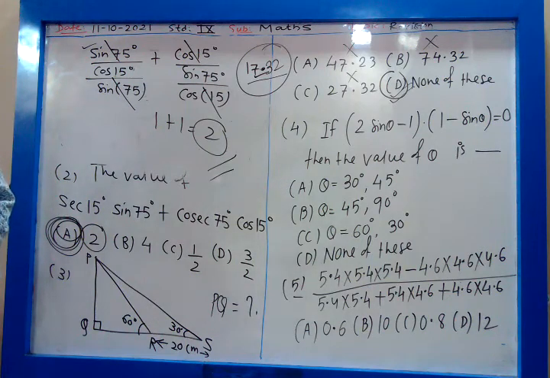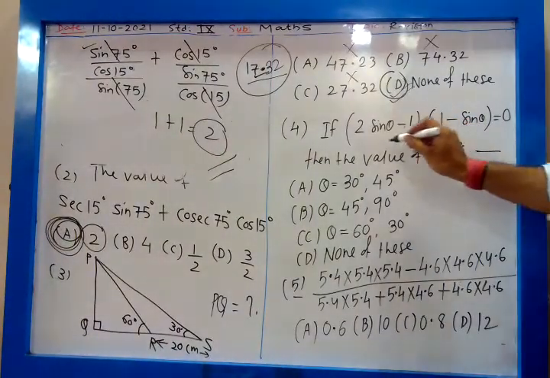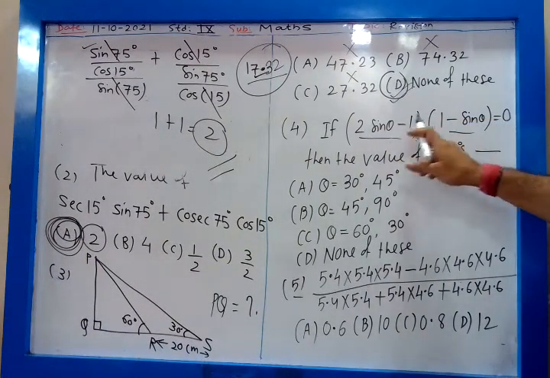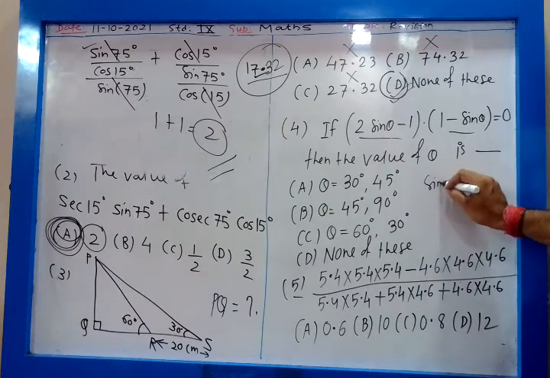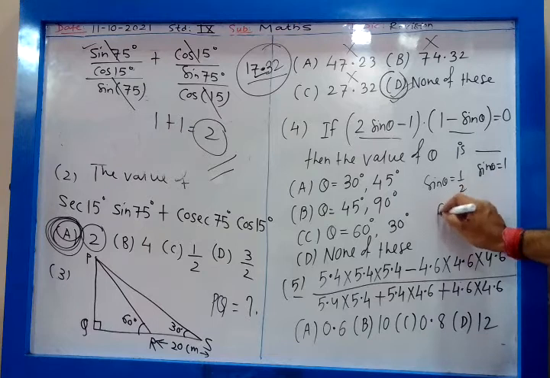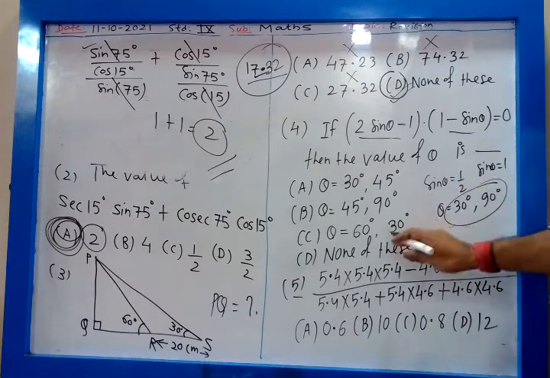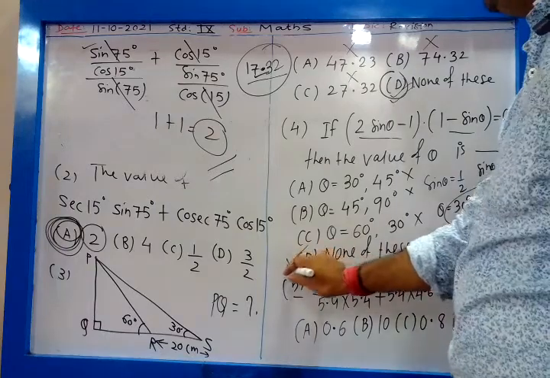Yes. D means none of these, because when you solve this, A into B is 0, that will give you A is 0 or B is 0. That will give you sin theta is 1 by 2, or sin theta is equal to 1. So sin of which angle is 1 by 2, my dear? 30 degree. And sin of which angle is 1? 90 degree. So 30 degree and 90 degree. None of these options. So option number D is the correct option. Okay.